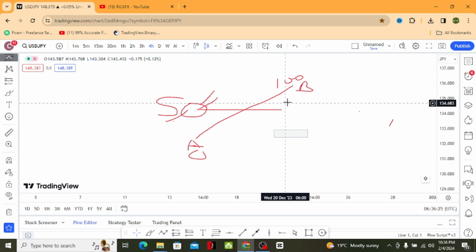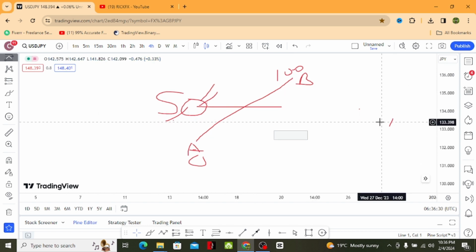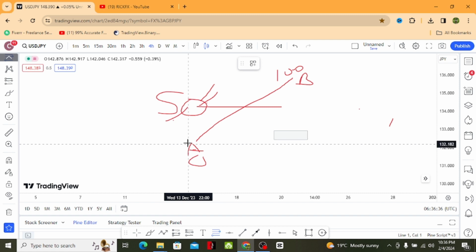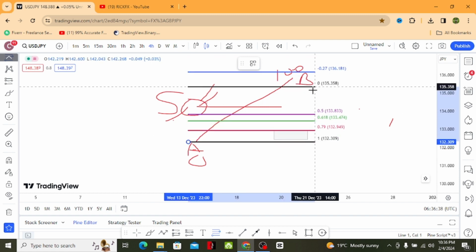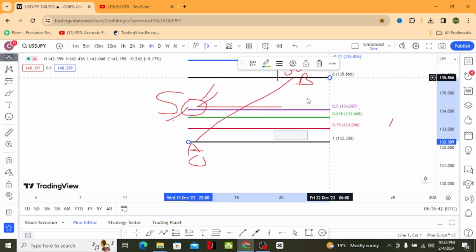So if this is the 100%, 0%, this is 50%, half of it is 50%, and then this is our 100%. Okay, so whenever you are drawing your Fibonacci retracement, you start from the left to the right. Okay, let's do that. So this is our low, the recent low. This is the 100%, and this is our 50%. You can see 50% here.